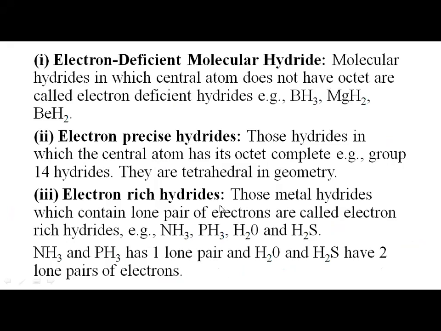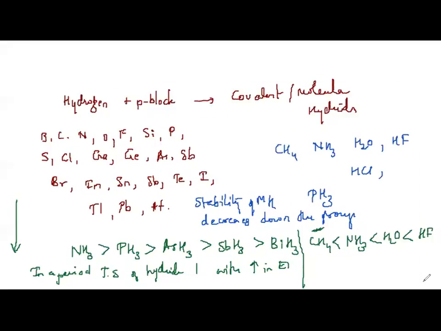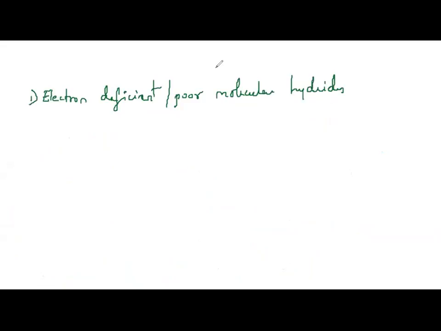They are classified further. They are classified as electron deficient molecular hydrides. Electron deficient means electron poor. The molecular hydrides in which the central atom does not have an octet are called electron deficient hydrides. In molecular hydrides, the first type is electron deficient, or electron poor, molecular hydrides.